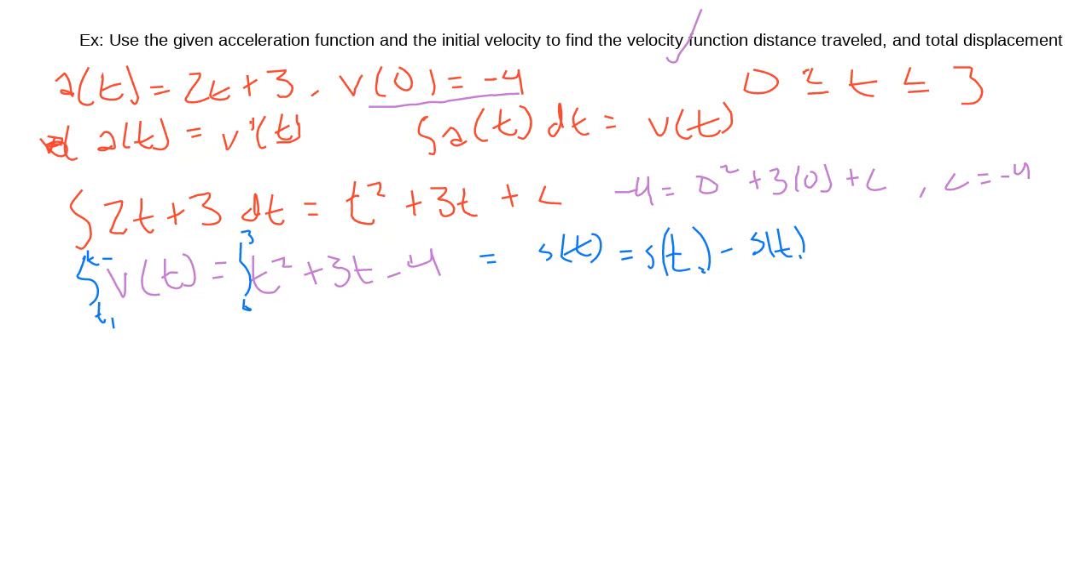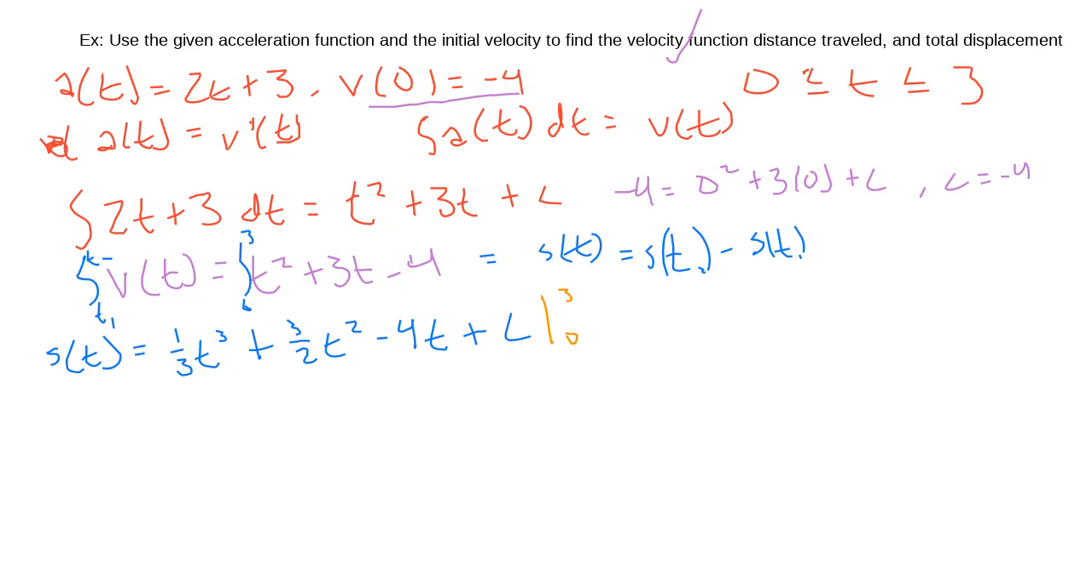So if we integrate this, t squared is going to go to 1/3 t cubed. 3t is going to go to 3/2 t squared. That -4 is going to go to -4t. And then we have our plus c. However, we're going to go ahead and take our definite integral from 0 to 3.